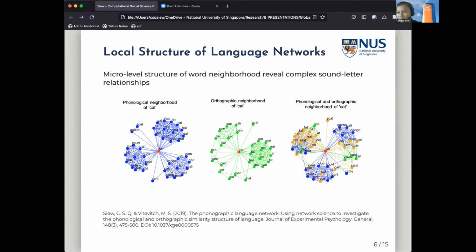You can see that these are words that sound like the word cat, but there's some very interesting internal structure in these phonological or orthographic neighborhoods. In fact, we can even combine these two sources of information to get something that I call a phonographic neighborhood. You can see even more complexity in the structure of the local neighborhood of these words.